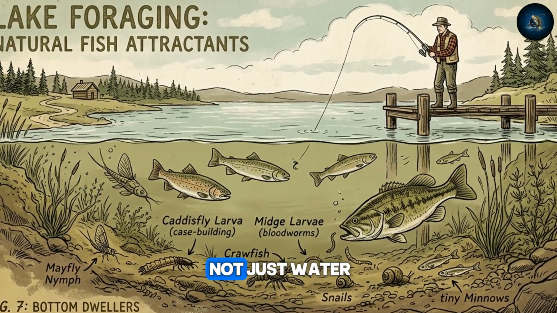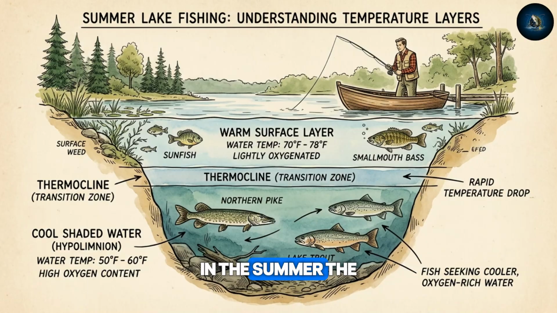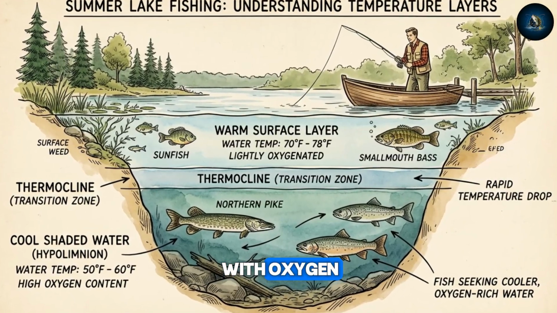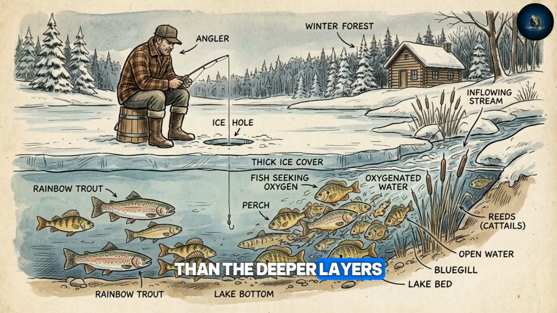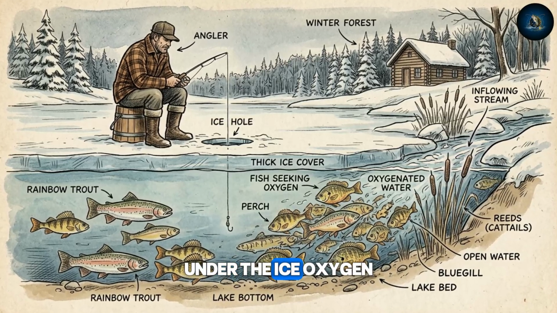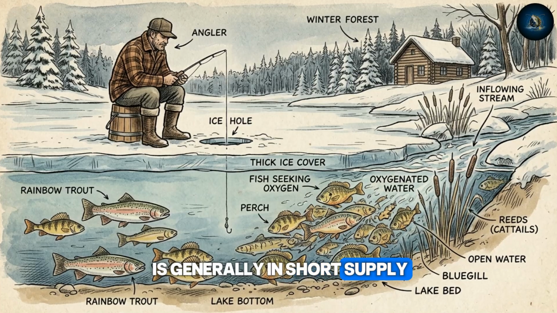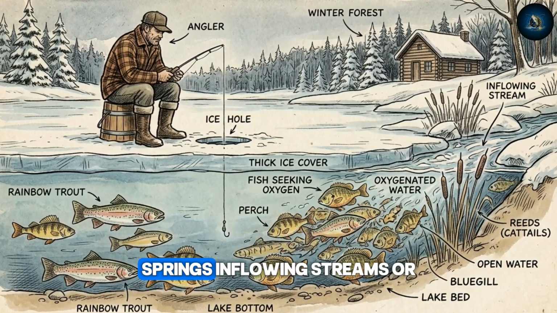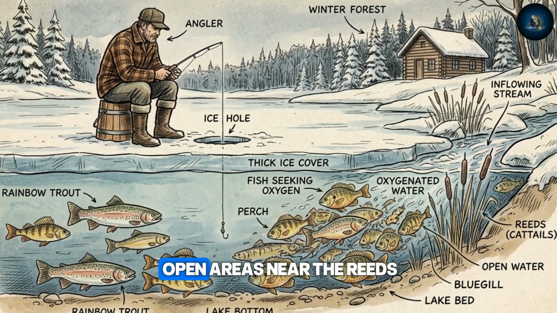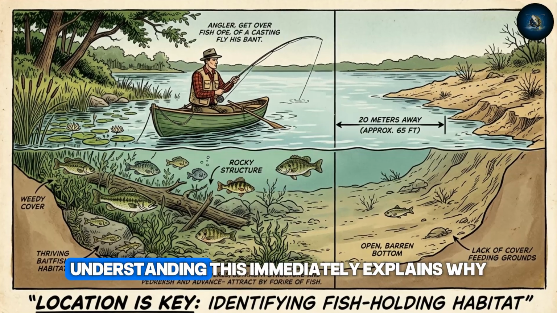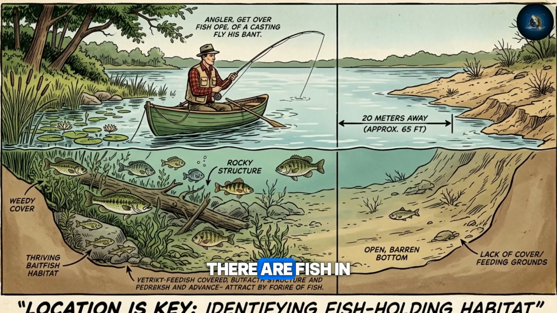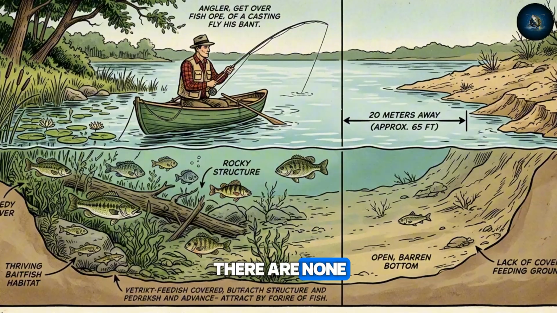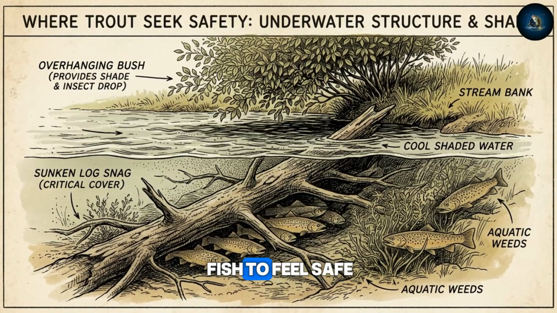Oxygen in a lake is not just water. In the summer, the surface layer warms up and becomes less saturated with oxygen than the deeper layers. In winter, under the ice, oxygen is generally in short supply, and fish seek places with an influx of it: springs, inflowing streams, or open areas near the reeds. Understanding this immediately explains why there are fish in one part of the lake, but 20 meters away, there are none.